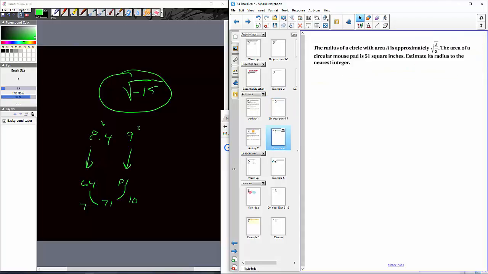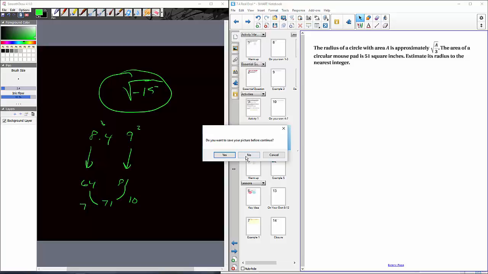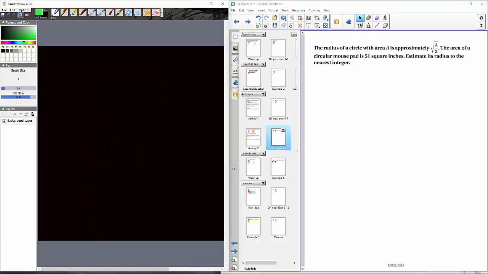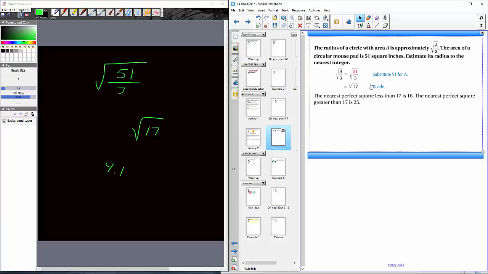This one here, I'm just going to plug in this number. I'm going to have 51 divided by 3, and I'm going to do the square root of it. So this is 17, so I'll do the square root of 17. I know that's really close to 4, because of 16, so I'll say like 4.1. Let's see what we get. Okay, so about 4 inches, or 4.1.